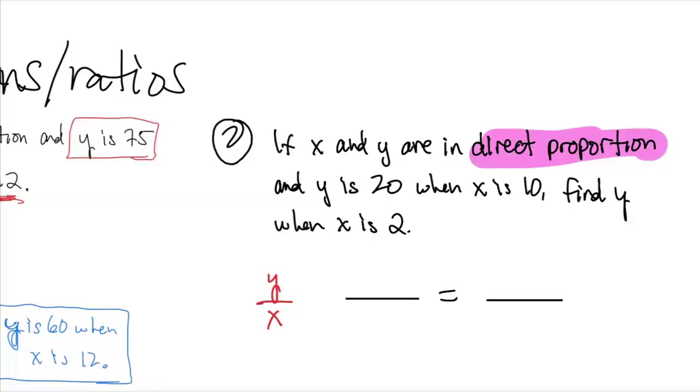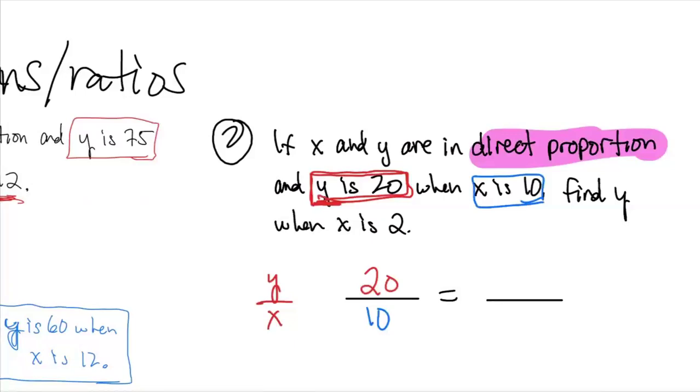If x and y are in direct proportion, and y is, my ears should be perking up here, y is 20. So I know that 20 is going to go with the y's, which are on top. Y is 20 when x is 10. So those go together. When y is 20, when x is 10. So I'm going to put that in the same ratio. Y is on top, x is on the bottom.